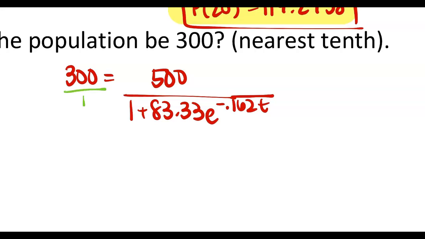Okay, so we're going to put this 300 over 1, and we're going to cross multiply. That's the easiest thing you can do. If you're like, oh, I know what to do from here, okay, you can pause it again. Keep trying.